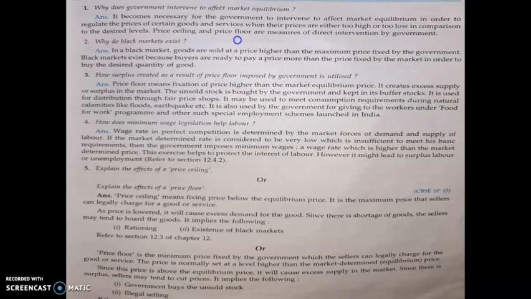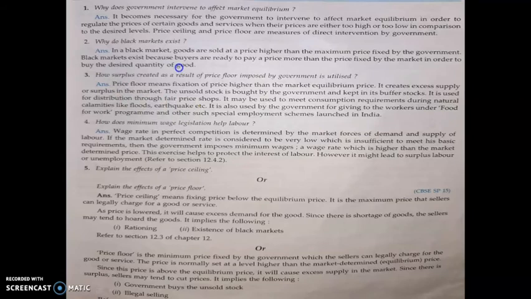So these two are the example for direct intervention by government. Then second question, why do black markets exist? In a black market, goods are sold at a price higher than the maximum price fixed by the government. So black market exists because buyers are ready to pay a price more than the price fixed by the market in order to buy the desired quantity of goods.